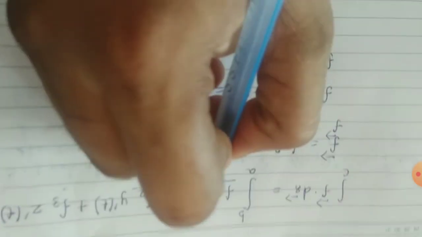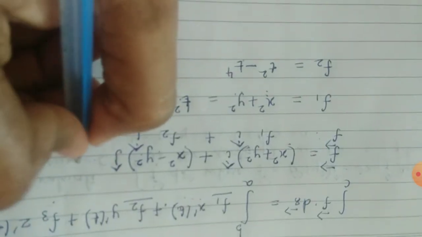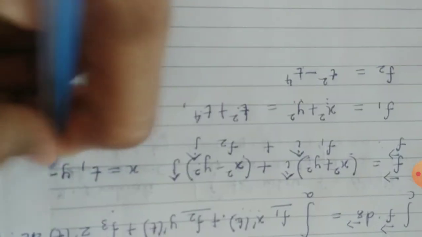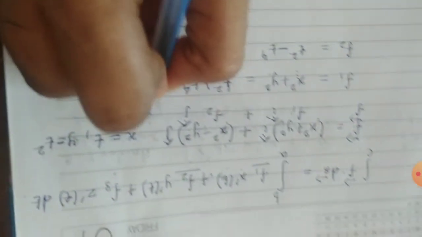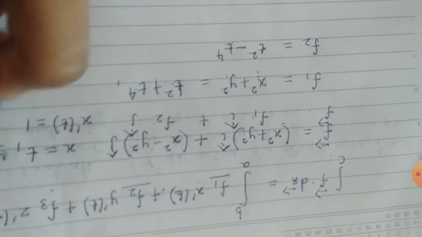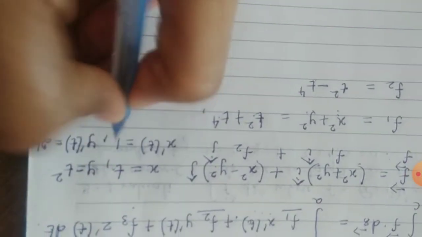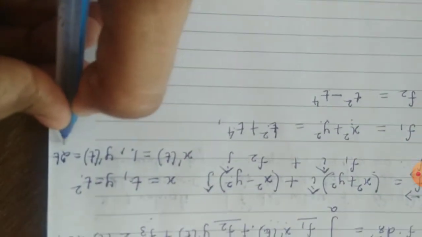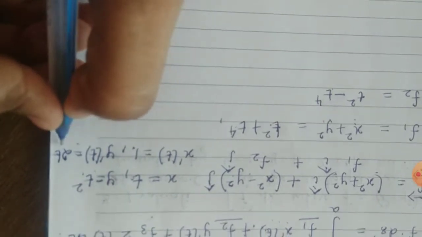Now we have to find x dash of t. We have taken x as t and y as t squared. So x dash of t is 1 and y dash of t is 2t. If you differentiate x with respect to t, you will get 1, and if you differentiate y with respect to t, you will get 2t. So you have to substitute here.